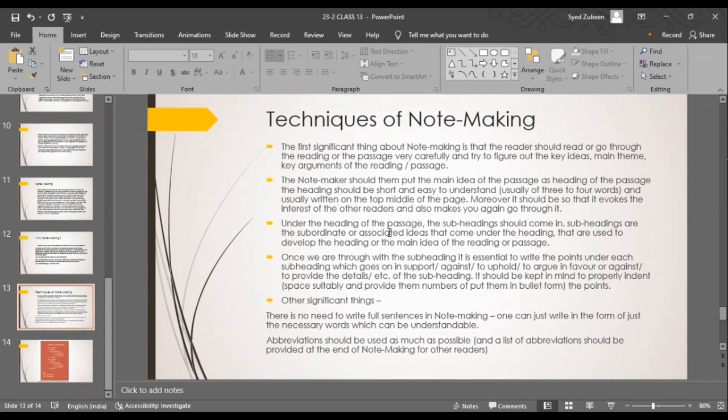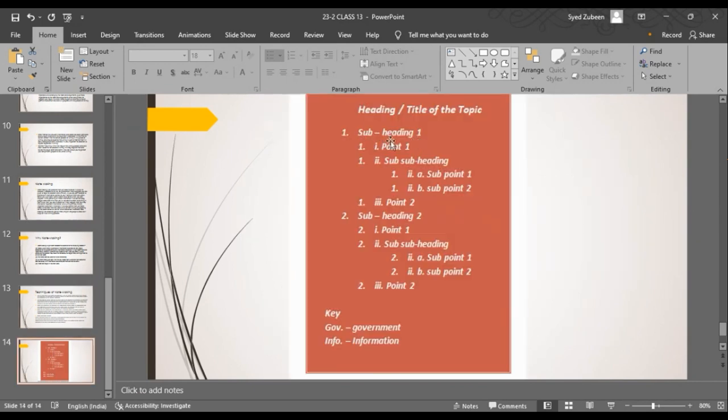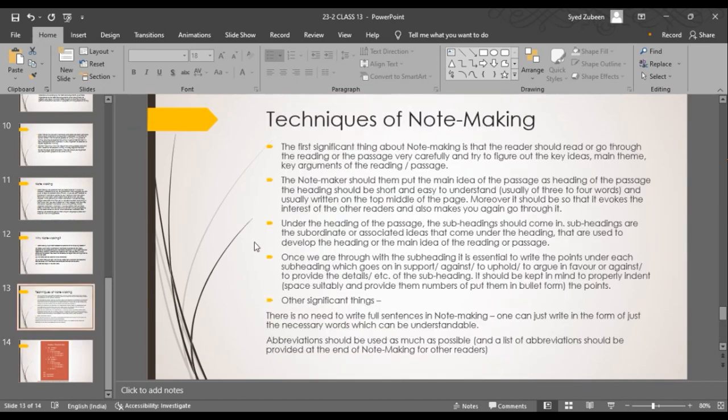Then under the heading of the passage, the subheadings should come in. So you're going to read the material on macro and microeconomics. You will start by discussing microeconomics, what microeconomics is. So there's one point and there's another, and this other point has two further sub points. Okay.